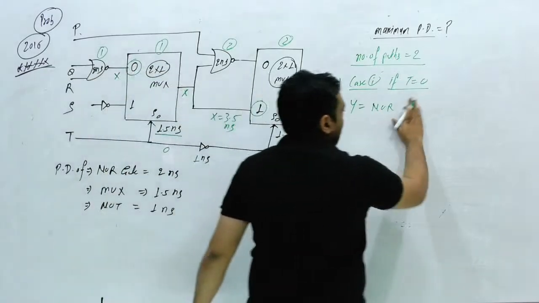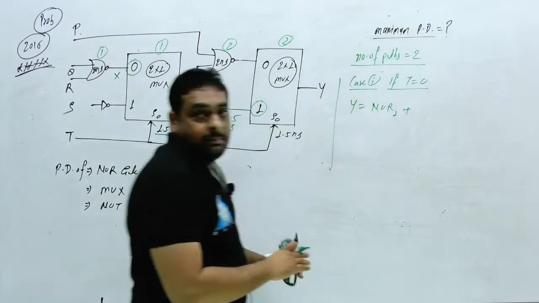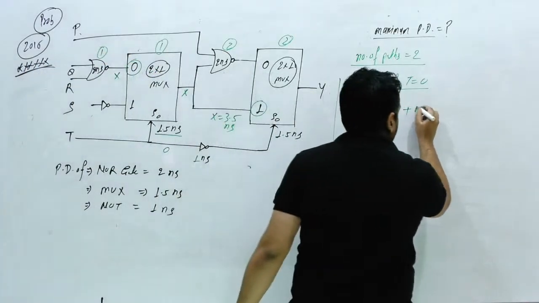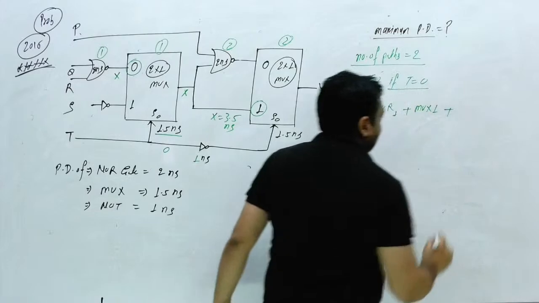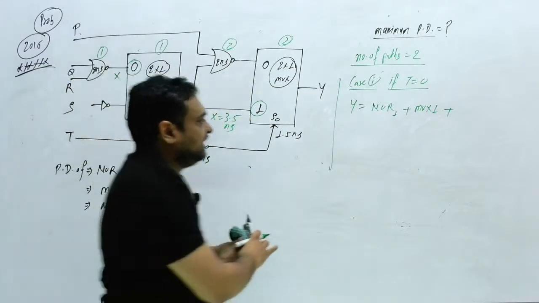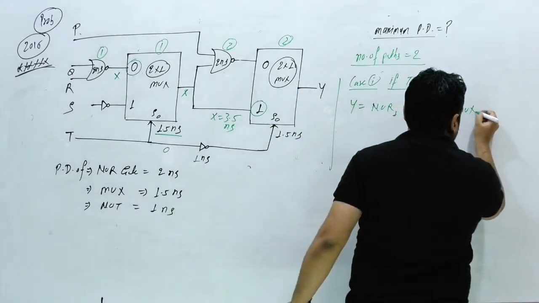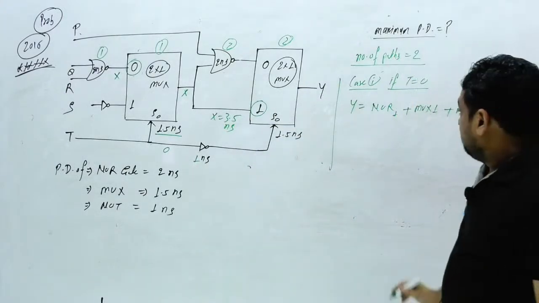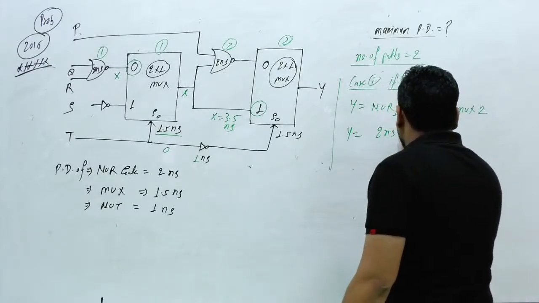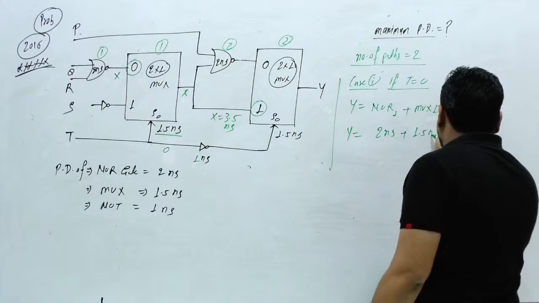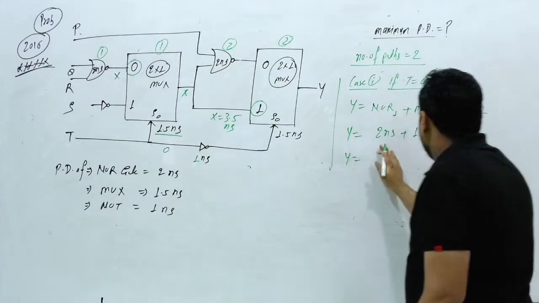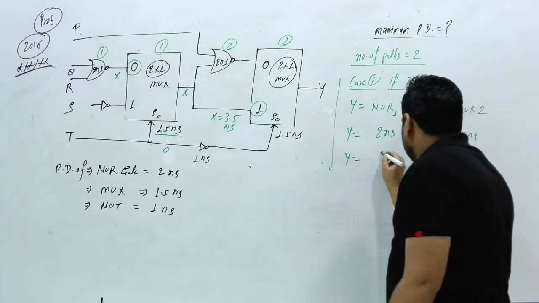So this is nothing but NOR number 1 plus, again, this will pass from this multiplexer. So plus multiplexer number 1, then after this multiplexer 2 delay, plus mux number 2. Clear? How much delay will you get? This NOR is 2 nanosecond and this is 1.5 nanosecond plus 1.5 nanosecond. What answer will you get? 2 plus 3, 5 nanosecond.